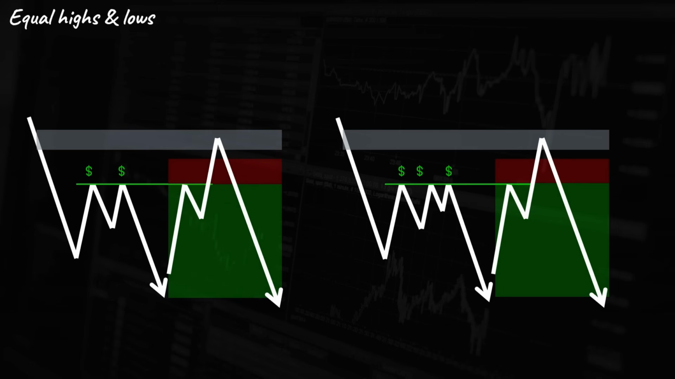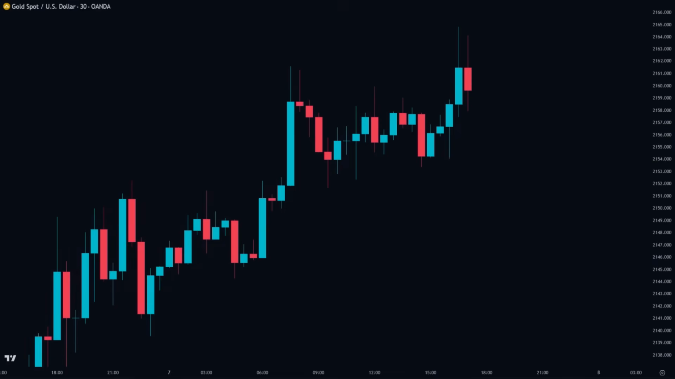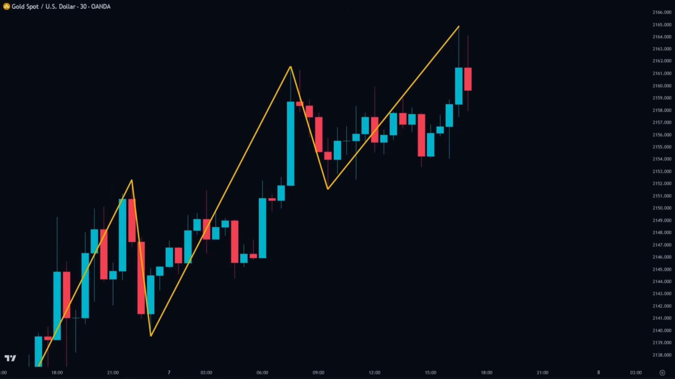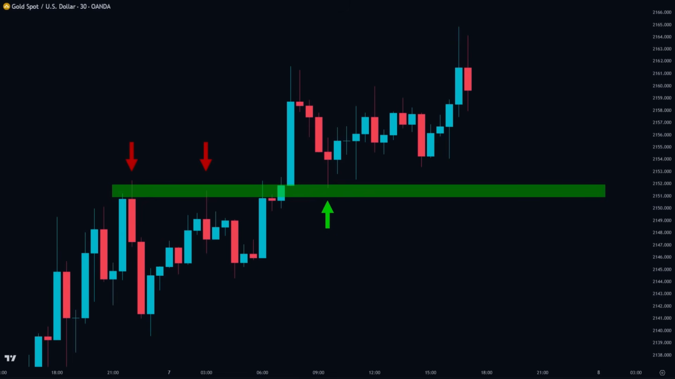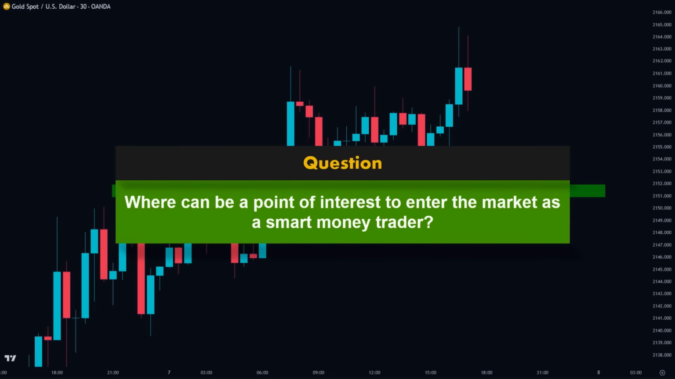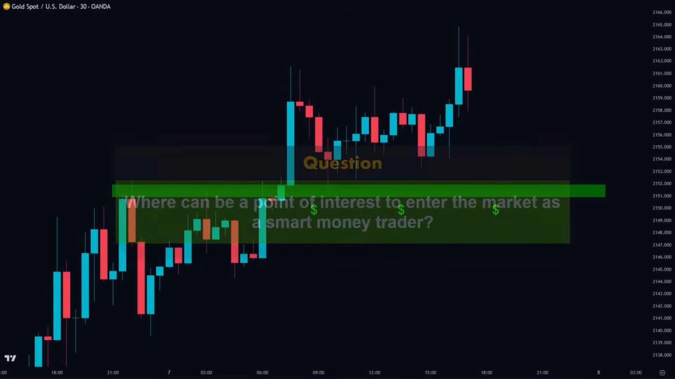Now let's see some real chart examples. Here on the gold 30 minutes chart, we have a clear uptrend. We have a recent level of support which has been rejected by the market multiple times. When the price approaches this level, many traders will go long, anticipating another rejection. On the other hand, traders who previously entered long positions here will support their positions. So, this area is considered a key liquidity level, and stop losses are gathered somewhere below this area. Now the question is, where can be a point of interest to enter the market as a smart money trader?